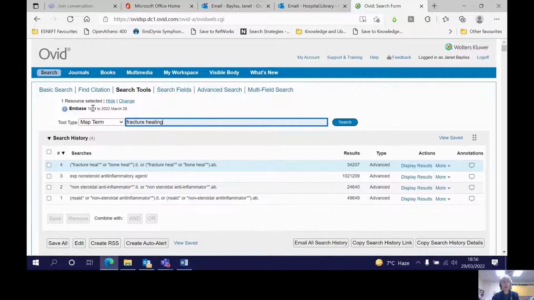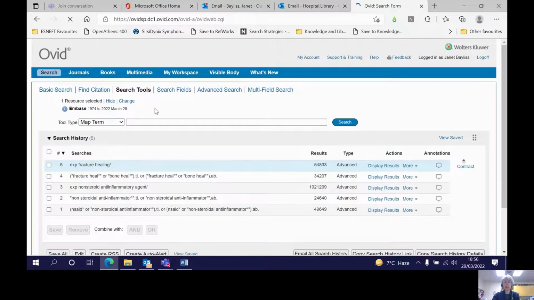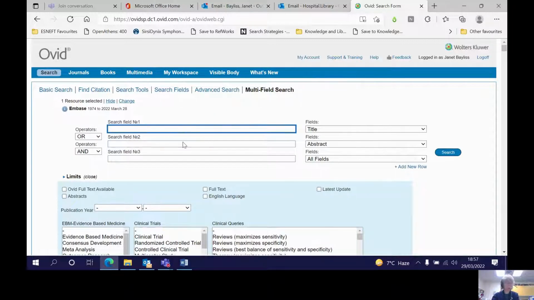Now, I also want to see if there is a subject heading for fracture healing. So I'll type it in under search tools, which is the place where you would go to search for subject headings. I type in fracture healing, and there it is. I want to explode it as I did before, and I also want to include all the subject headings. I'll click continue, and as you can see, I've got 54,000 results with subject headings of fracture healing, which is actually more than I've got with my free text search. So that's worth thinking about, isn't it?